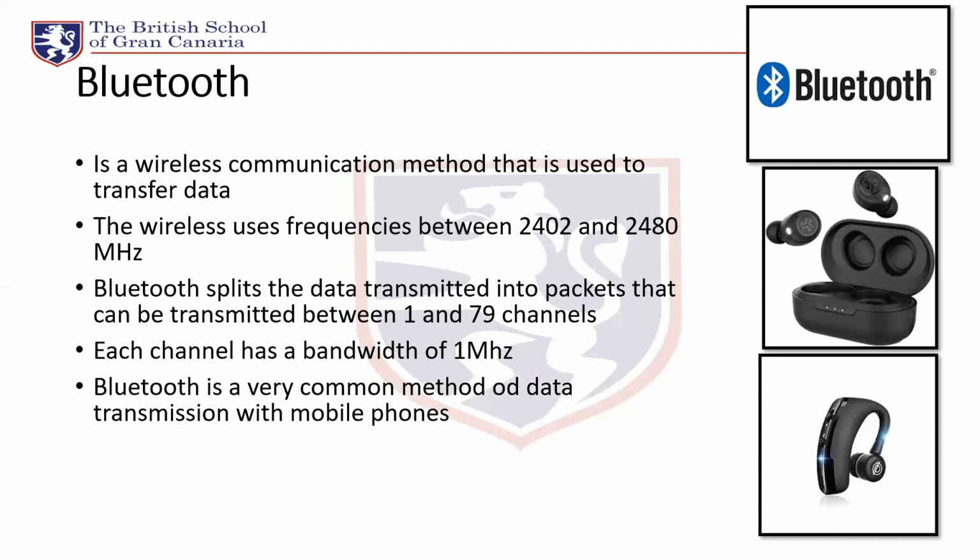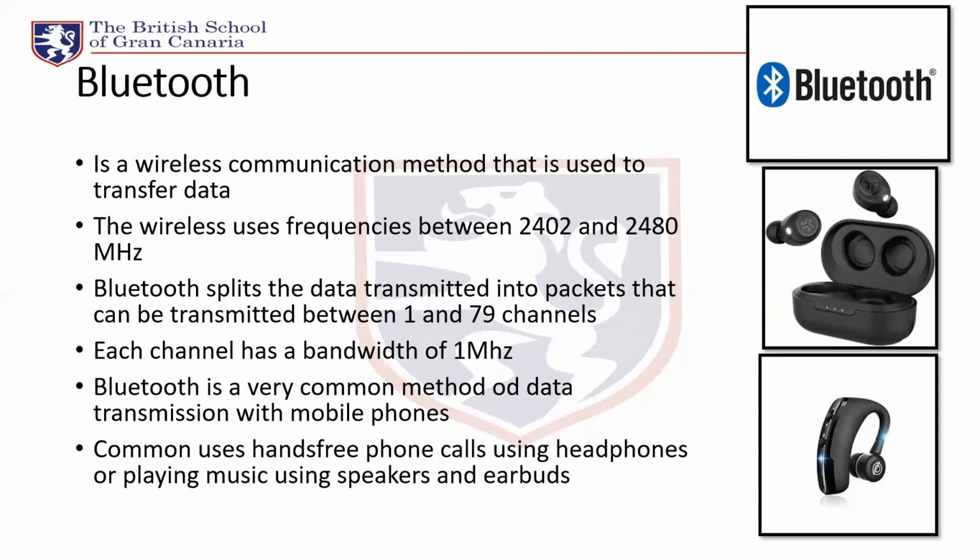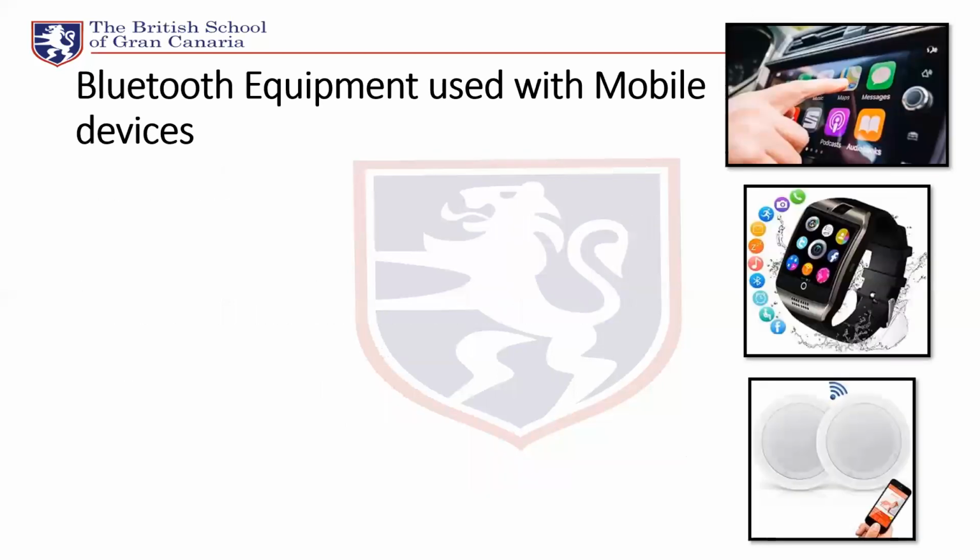Now, Bluetooth is a very common method of data transmission between mobile phones, because it is shortwave and it can be secured. And also it's a very fast and very efficient way to send data through your phone as well. So common uses can be hands-free kits when making phone calls, using headphones or playing music, using speakers. So some of you may have the small little pill speakers, like the Beats Pill, and that works obviously, as we know, through Bluetooth.